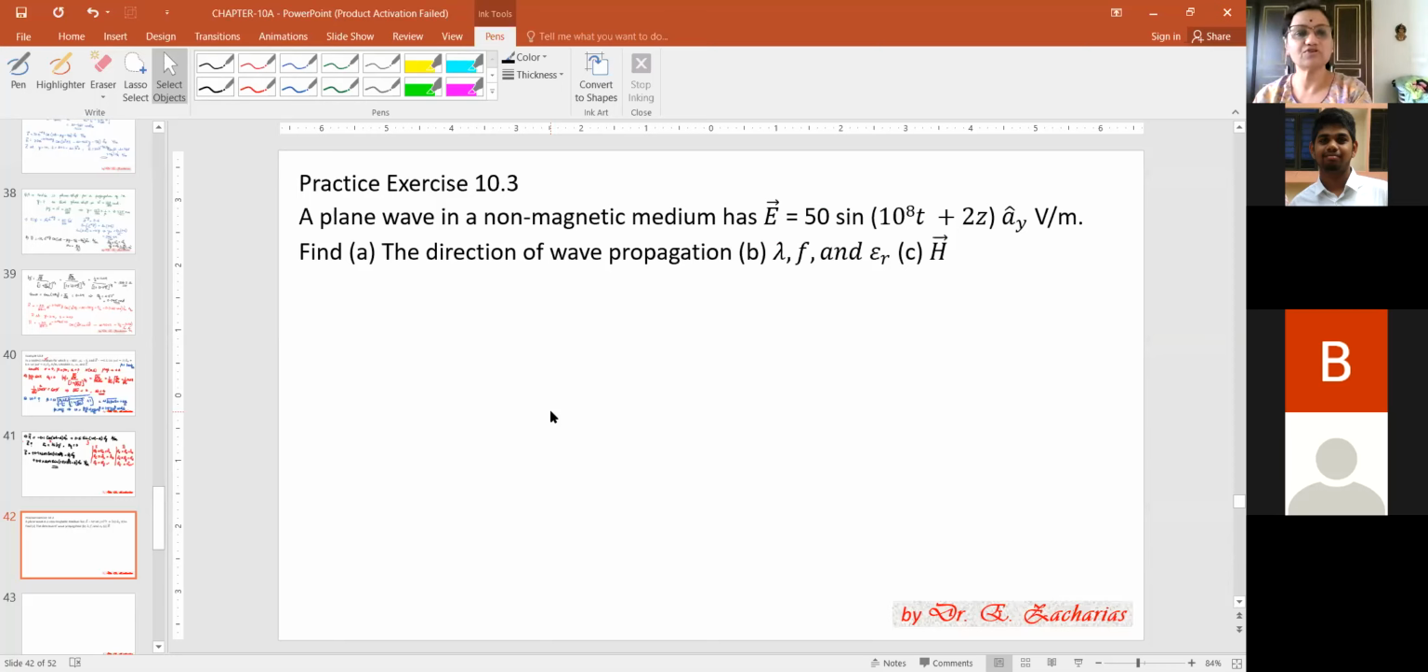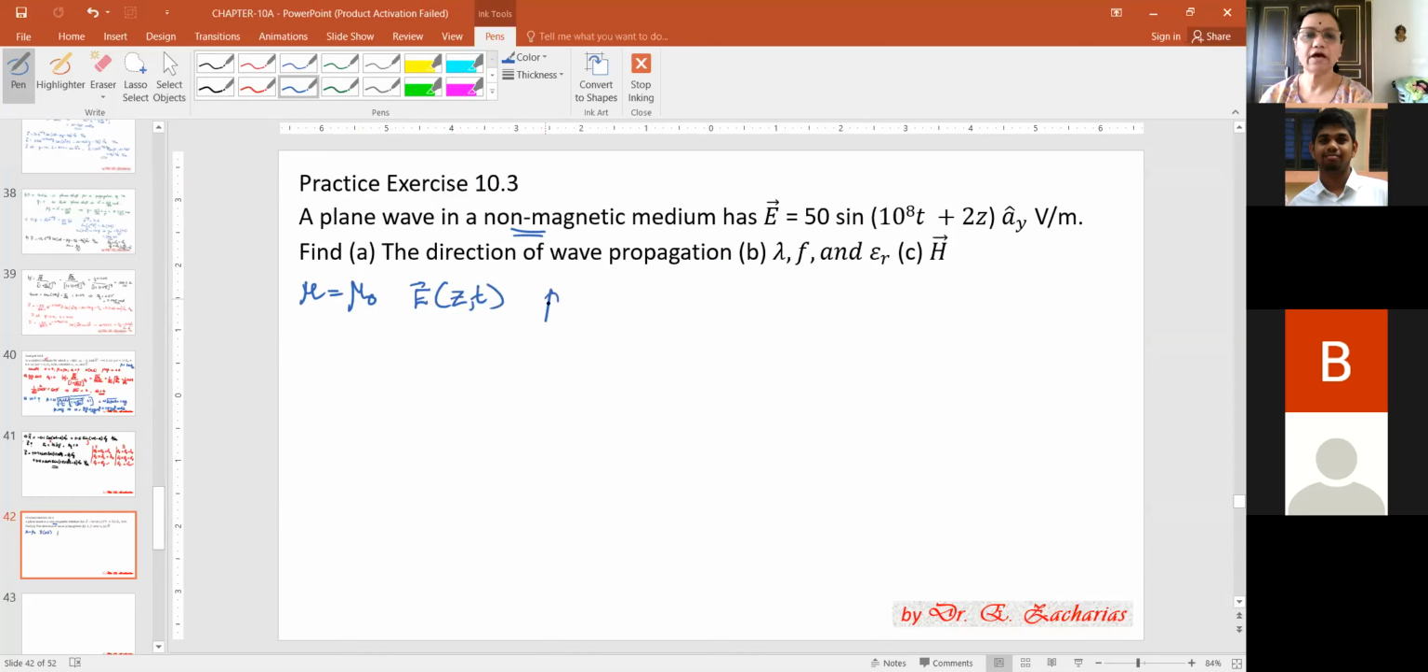This is also pretty easy. Let's start doing this. So what is given here? It says it's a non-magnetic medium. If it's non-magnetic, it means mu equals mu naught. And the electric field is given to you. The electric field is a function of z comma t.